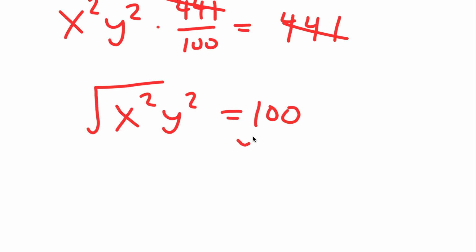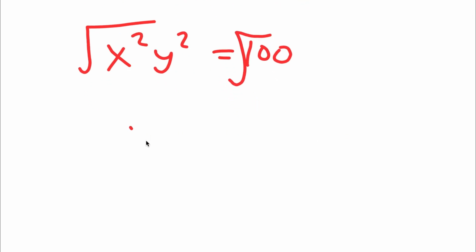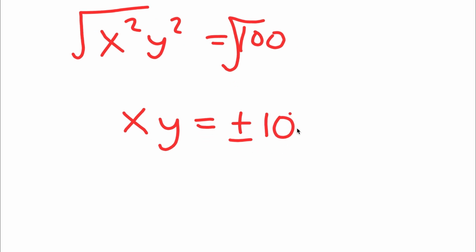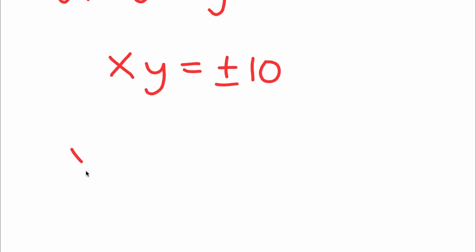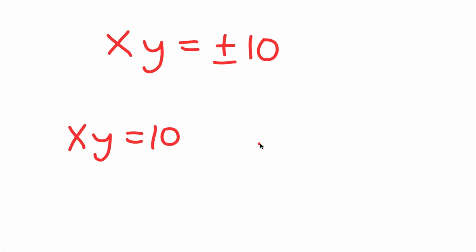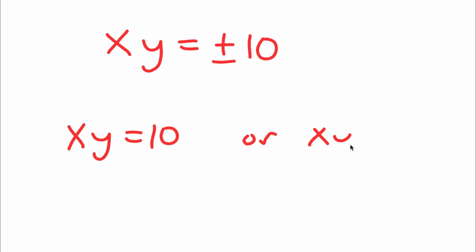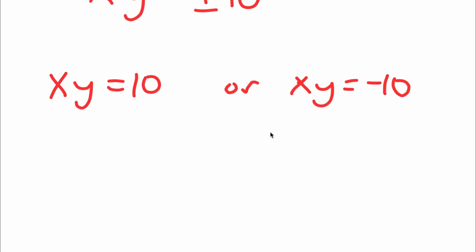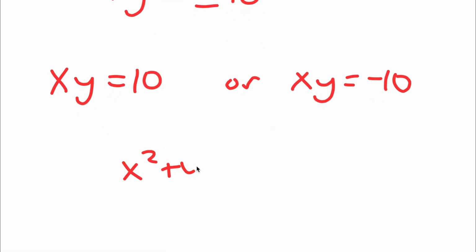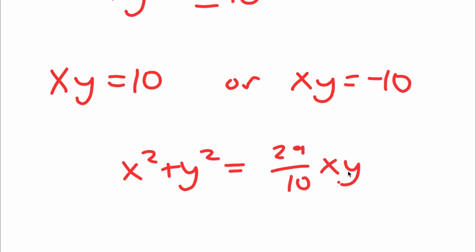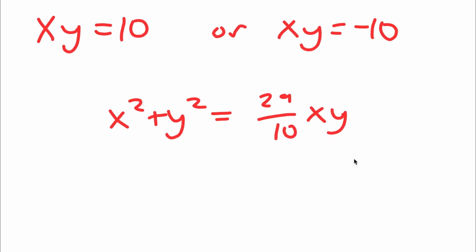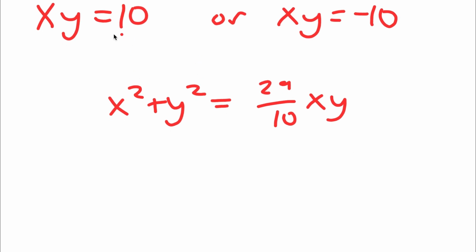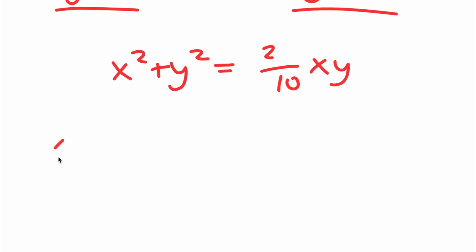Now if I take the square root on both sides, I get x times y is equal to positive or negative 10. So this means that x times y is equal to 10, or x times y is equal to negative 10. But now remember how x squared plus y squared is equal to 29 over 10 times x times y. So this means that I get two cases, one with x times y equaling 10, one with x times y equaling negative 10.